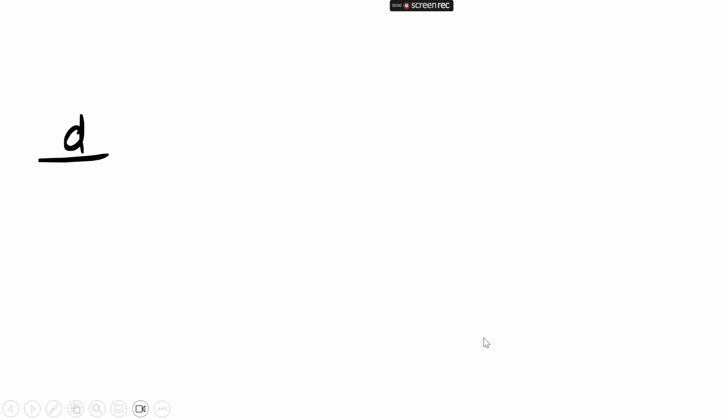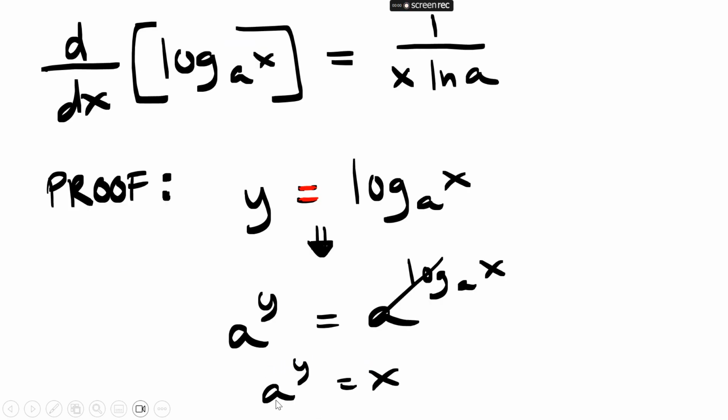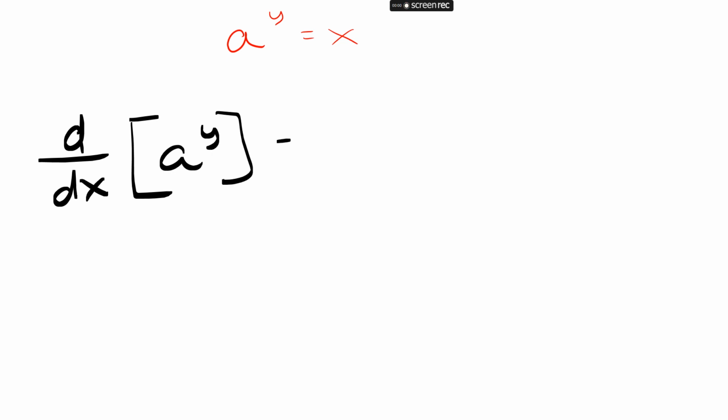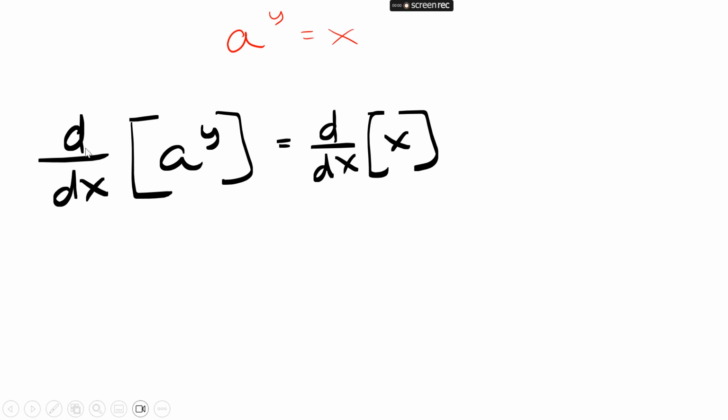Perfect. Okay, because I'm running out of room here, let me put this on the next slide real quickly. Oh, that's what I forgot. Hold on, let me put it in. It's going to be a little bit off here, but I'm going to put a to the y equals x. That's what I want to put in. Okay, so here's what I'm going to do. I'm going to go backwards real quick here. I have this, a to the y equals x. I write it over here. Now I'm going to take the derivative of both sides. So I'm going to take the derivative with respect to x of a to the y, and the derivative with respect to x of x.